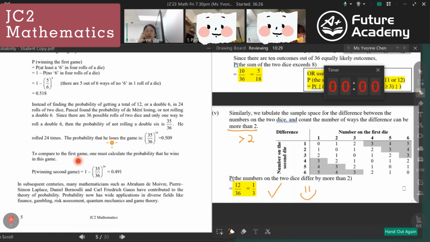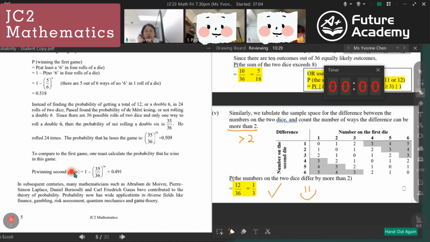And for the second game, instead of finding the probability of getting a double 6 in 24 rolls of 2 dice, Pascal found the probability of his friend losing, not rolling a double 6. Not having a double 6 is 35 out of 36, and it happened 24 times. No double at all, right? It's 0.509. So the answer is 0.491.